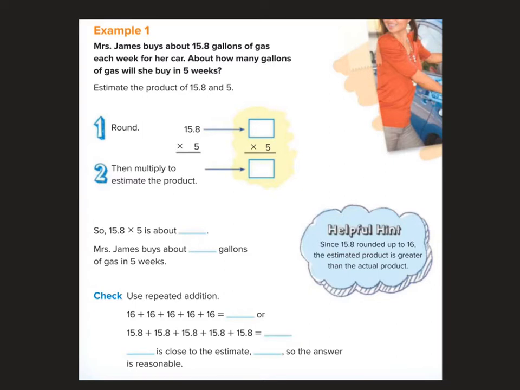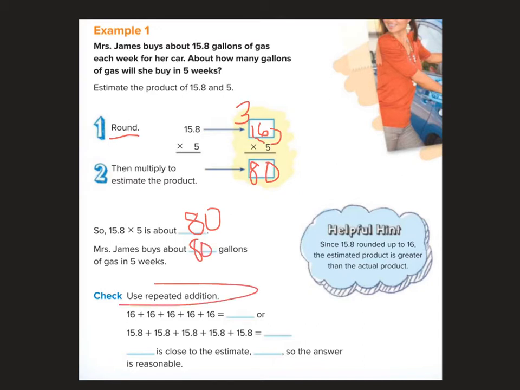Mrs. James buys about 15 and 8/10 gallons of gas each week for her car. About how many gallons of gas will she buy in 5 weeks? Okay, so our first step is we're going to round. 15 and 8/10 is going to become 16. And if I'm going to multiply 16 times 5, I do 5 times 6 is 30. 5 times 1 is 5, plus 3 more is 8, for 80. Mrs. James buys about 80 gallons.